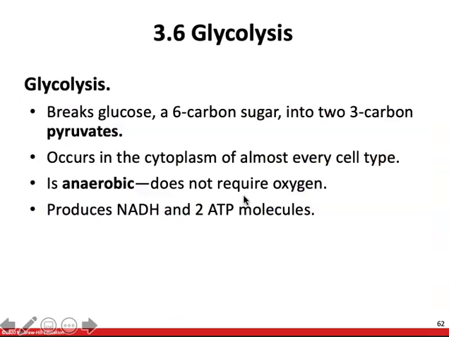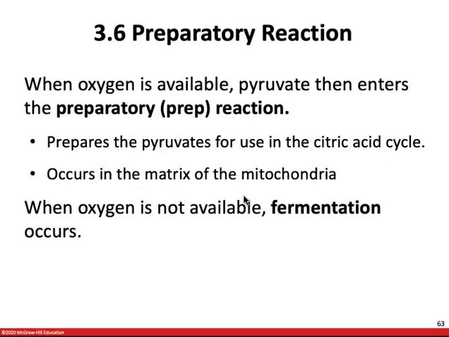So here's just sort of the written version of that, so that way you have those for your notes. But like I said, glycolysis. Glycolysis occurs in the cytoplasm. It's going to be an anaerobic process, does not require oxygen, and it's going to be breaking down glucose to produce NADH and 2 ATP molecules.